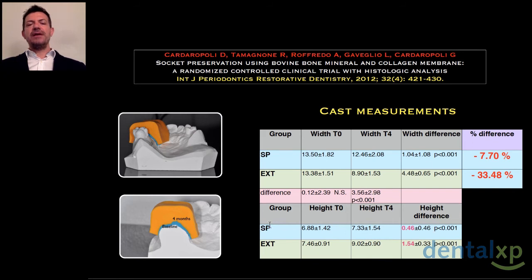Regarding the vertical dimension of the ridge, the height, in the test group with ridge preservation, we had just 0.46 millimeter of remodeling, while in the control group with spontaneous healing, the vertical dimension had a remodeling of 1.54 millimeters. So with spontaneous healing, we have 3 times more volume loss in the vertical dimension than what we had with ridge preservation.